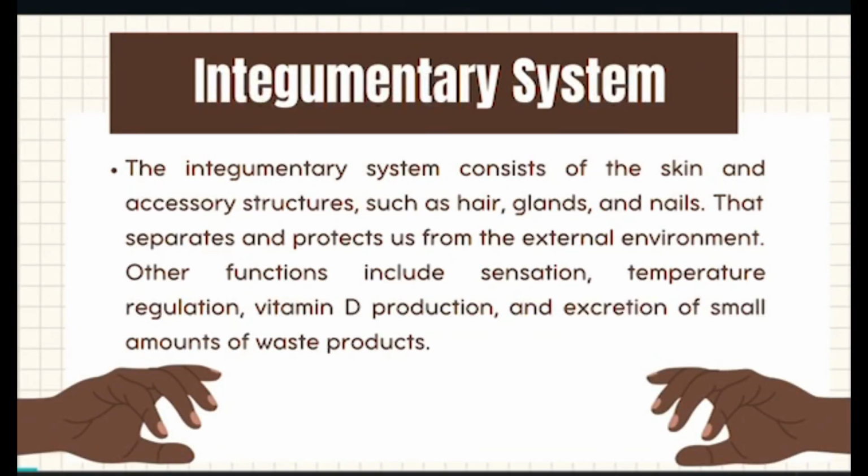The integumentary system consists of the skin as well as hair, nails, and glands. It acts as a protective barrier that separates and protects us from the external environment. Aside from protection, it also helps us feel things, control body temperature, produce vitamin D when we're exposed to sunlight, and remove small waste.